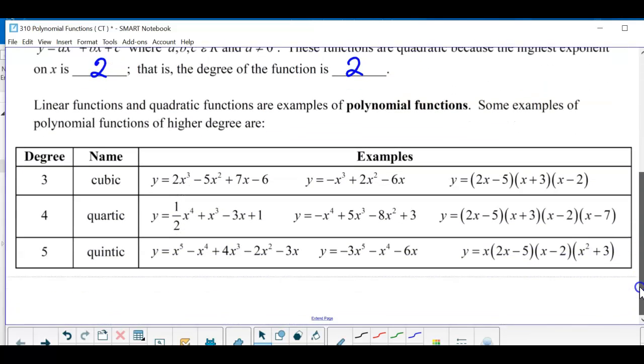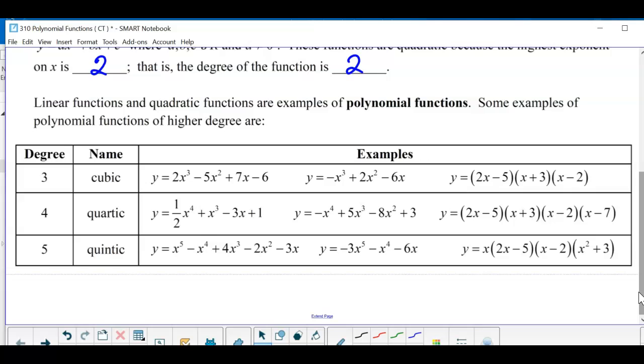Okay. Linear and quadratic functions are examples of polynomial functions. Here are some polynomial functions of a higher degree. So cubic means the highest degree term is cubed. If you have to expand that out, that's going to be x squared, and then an x squared times an x is x cubed. So the first term will be, in this case, 2x cubed plus a whole bunch of stuff.